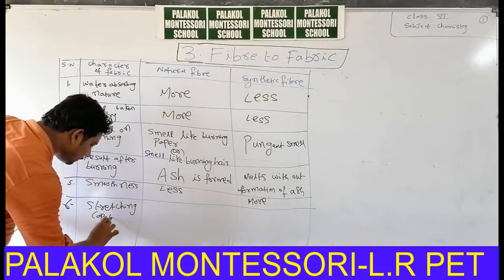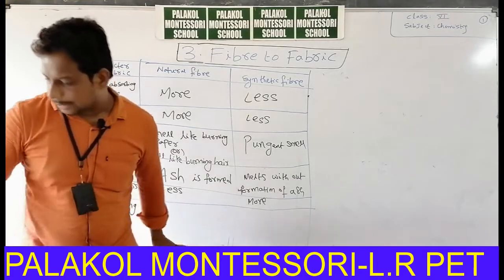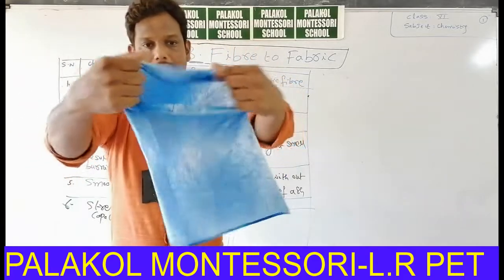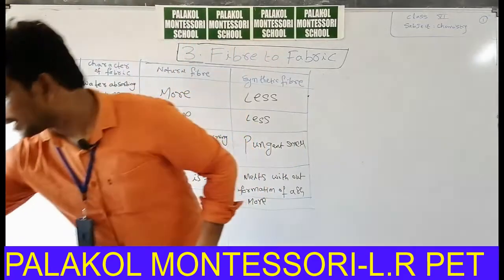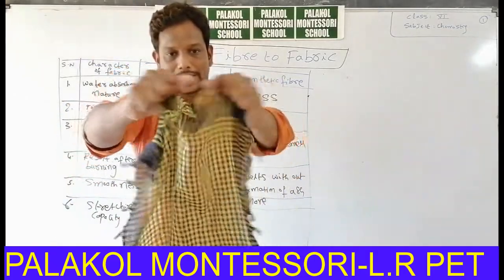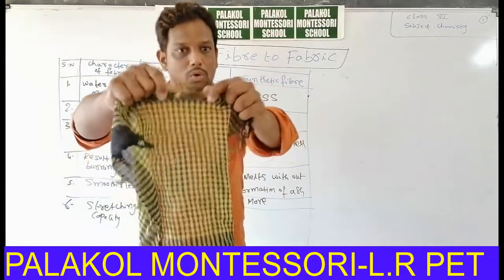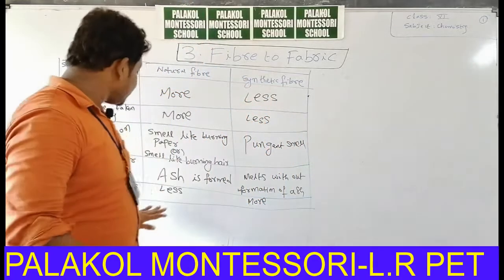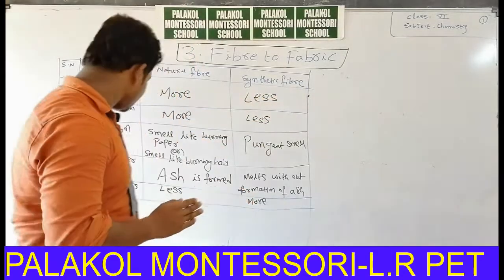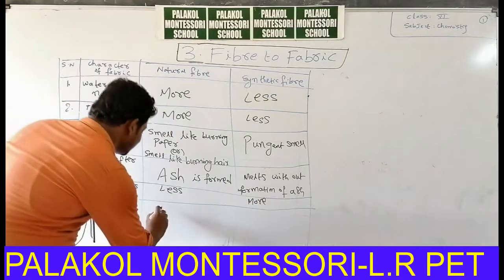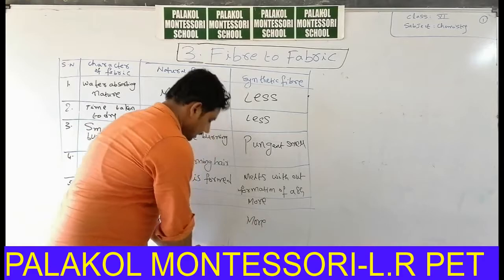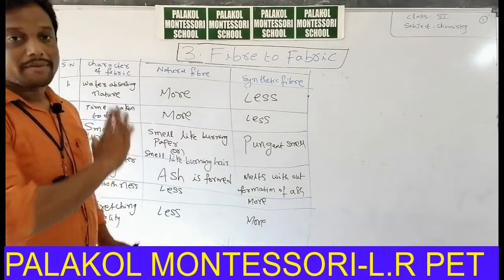Stretching capacity or flexibility. Already I explained, this particular cloth has more stretching capacity when compared with this particular cotton. Cotton does not have any stretching capacity. If you stretch, it will break into two pieces. That means stretching capacity of natural fibers is less when compared with synthetic fibers. So stretching capacity is less for natural fibers, more for synthetic fibers. These are the properties of different fibers.